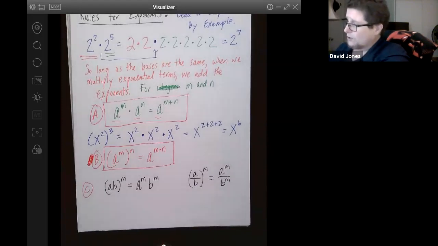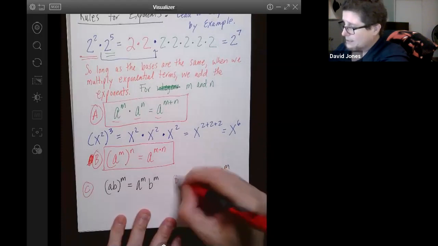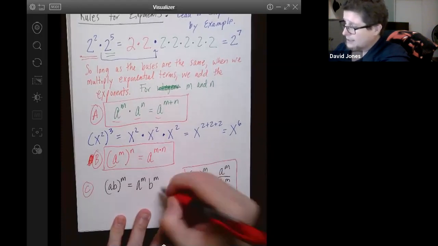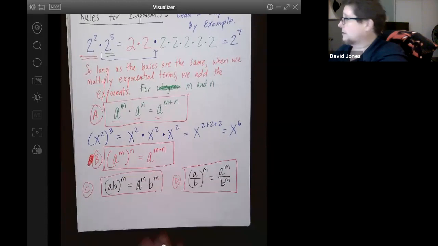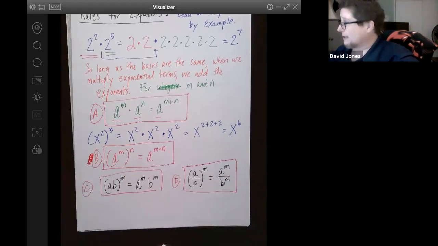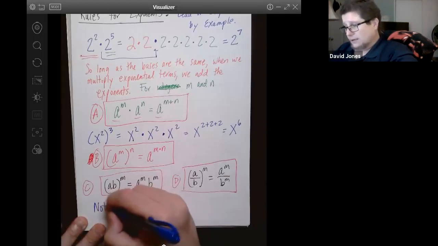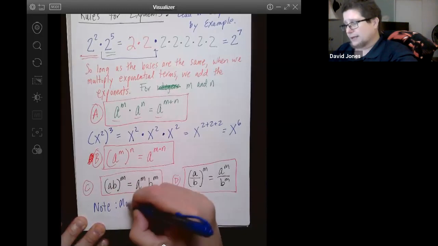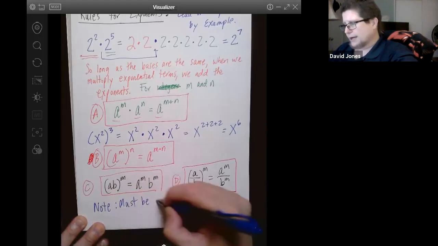So maybe I'll call this D and this is C. Notice they have to be multiplied though. These are multiplied, not added or subtracted. It's very important to note. Note: must be multiplied. Must be multiply or divide.